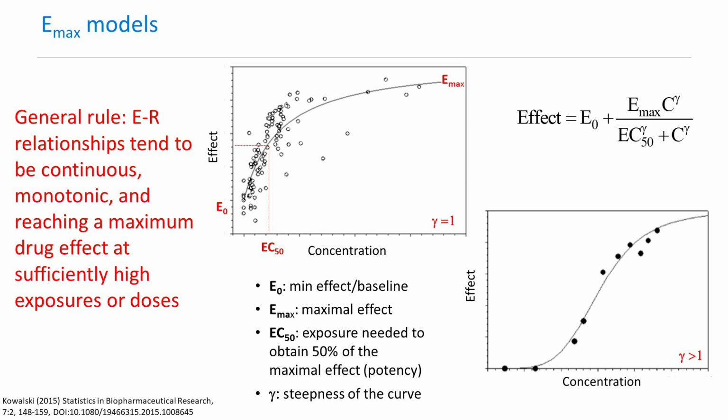And last but not least, there's this gamma parameter, and that represents the steepness of the curve. What you can see on the right side is often called the sigmoid Emax model, so it has more of an S shape than the shape that you see in the original plot. In the particular case on the right, where gamma is greater than 1, the same change in concentration will give you a much higher change in effect than if you looked at the same plot on the left-hand side.